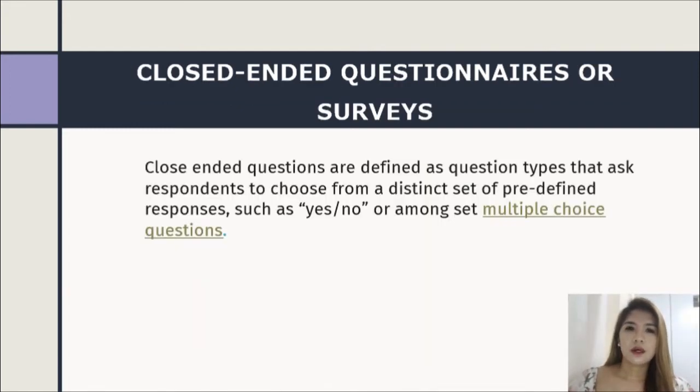So close-ended questionnaires or surveys. Close-ended questions are defined as question types that ask respondents to choose from a distinct set of predefined responses, such as yes or no, or among a set of multiple choice questions. So in a typical scenario, close-ended questions are used to gather quantitative data from respondents.